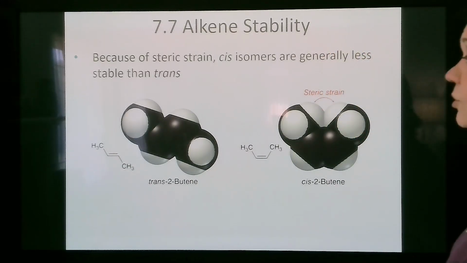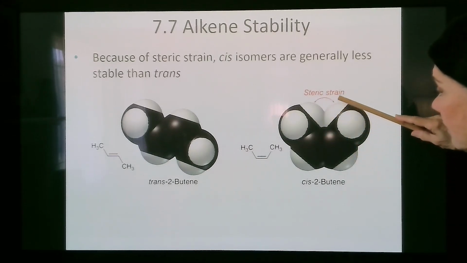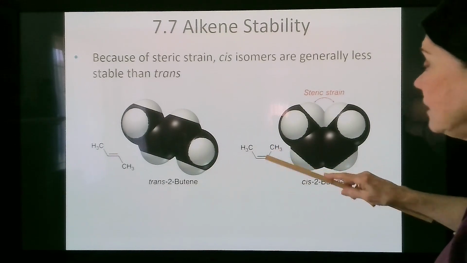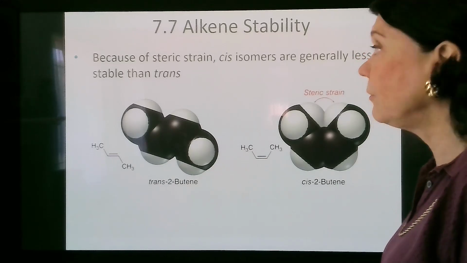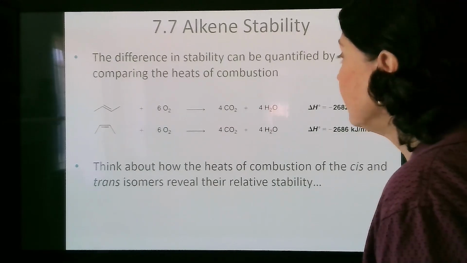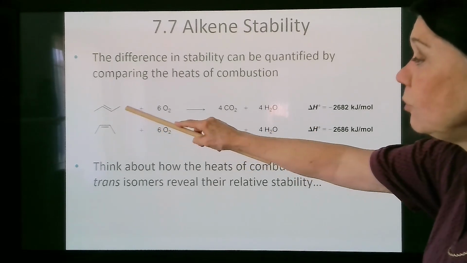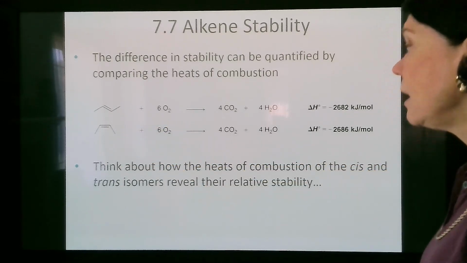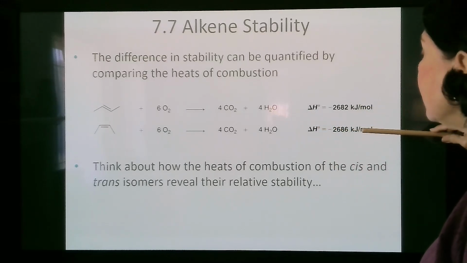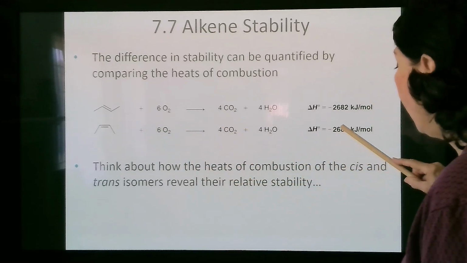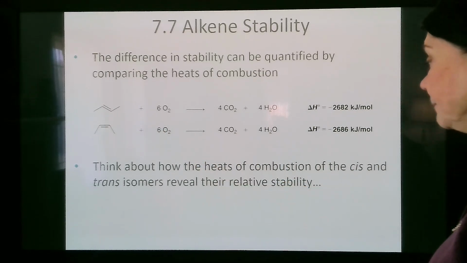The alkene stabilities: you can see this is a model of trans-2-butene. This is a model of cis-2-butene. You can see the steric strain here. So cis is going to be higher in energy than trans. Trans will be more stable. That's the other way of saying it. The difference in stability has been quantified by comparing the heats of combustion, because both of these molecules, when burned, give the same products, and the difference in the heat that's given off tells you that this molecule gave off more heat, therefore it contained more energy at the beginning.